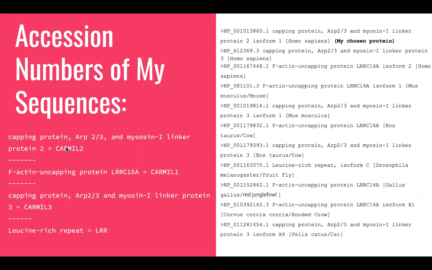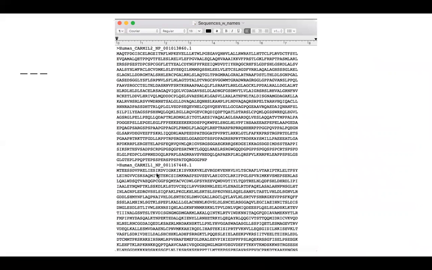And to the left, I included the shorter name for the long name, such as F-actin capping protein is Carmil 1. And so copying and pasting everything to my text file, I also changed the sequence names to the organism first, and then the protein, and then the accession number.